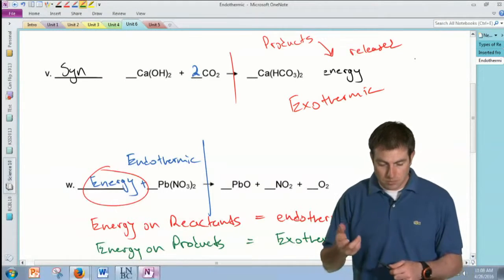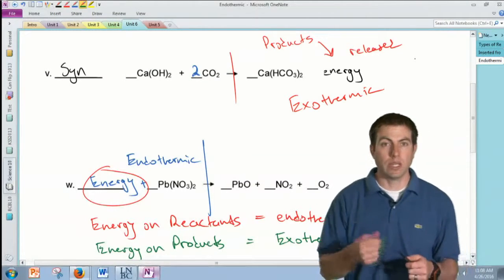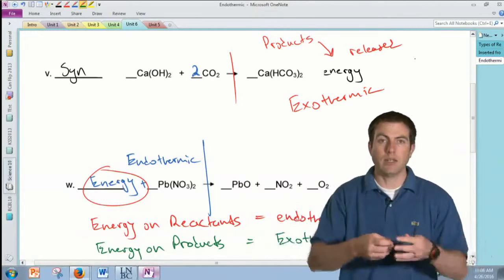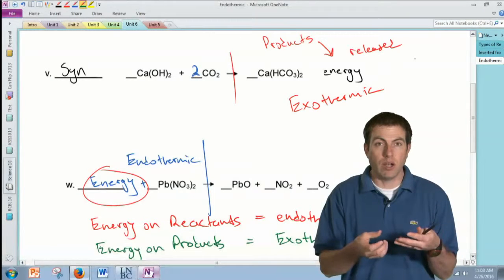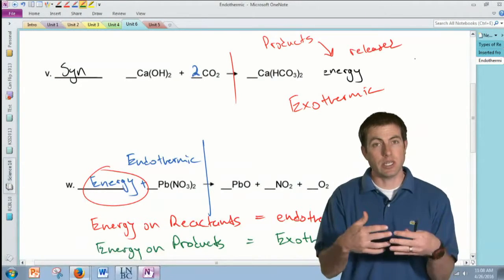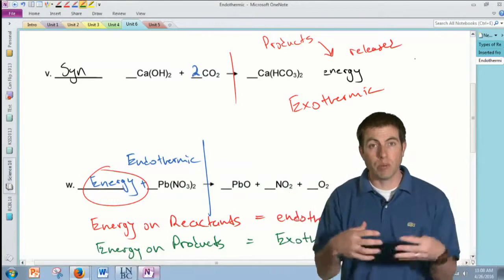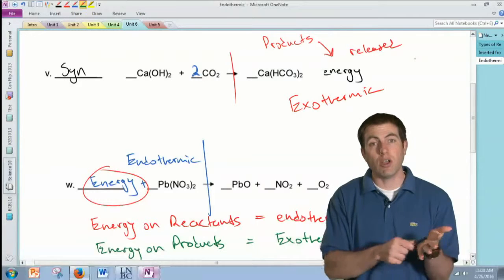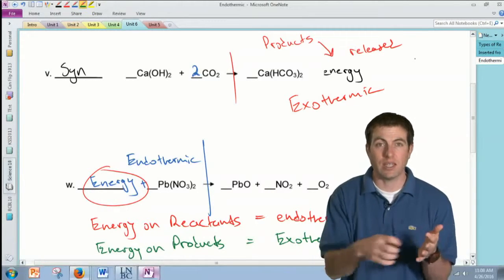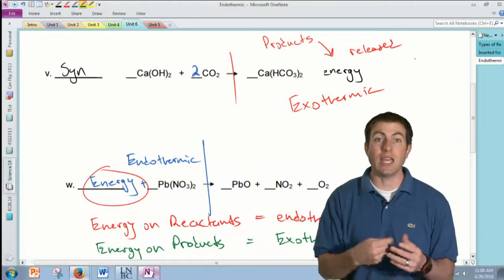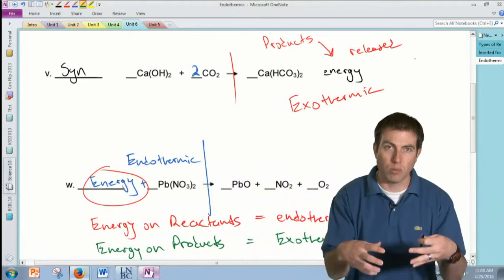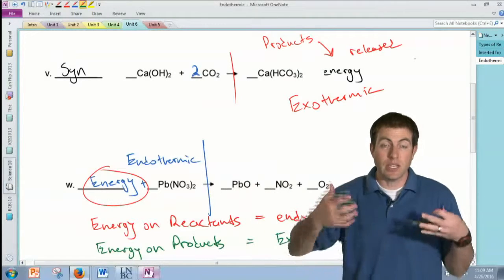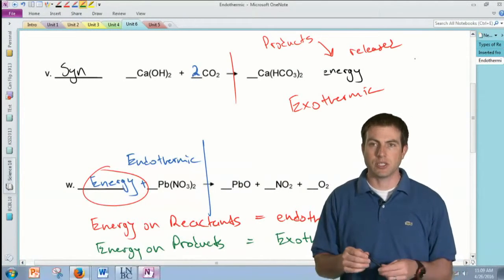Something like a cold pack, if you have one of those in like a first aid kit, what happens? Well, it's just sitting there, it's just room temperature. You break it, and it gets really cold. Well, what's going on? It's a chemical reaction taking place, and it's trying to absorb energy for the reaction to occur. And that absorption of energy is what you feel on your hand as cold because it's sucking the heat out of your hand. That's an endothermic reaction. Energy is being absorbed as a reactant. It's not getting hot. It's not producing heat. It feels cold. That's an endothermic type reaction.